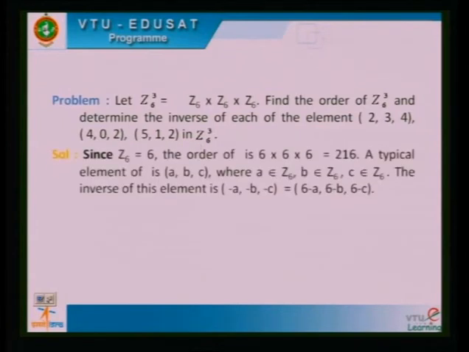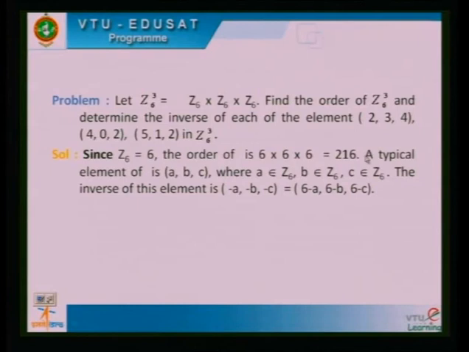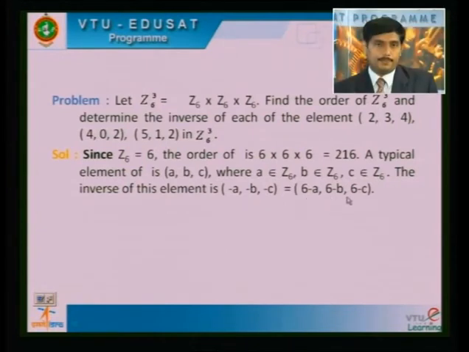Here you already know the table of Z6. The order is 6 × 6 × 6, because three copies are there, that is 216. A typical element is (a, b, c), where a belongs to Z6, b belongs to Z6, and c belongs to Z6. If (a, b, c) is an element under the operation addition, then (-a, -b, -c) is the inverse. Therefore, the inverse of (a, b, c) is (6 - a, 6 - b, 6 - c).